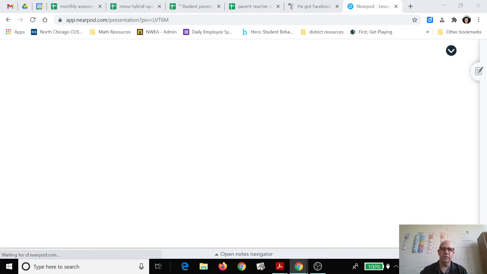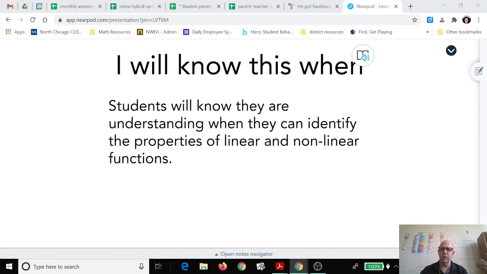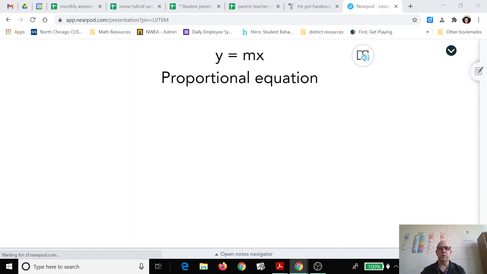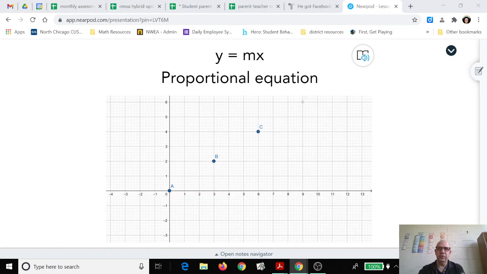There's always the lesson objectives. I spelled the lesson wrong. There's this, how do you know if you know it? And then there's the language objectives, what should you be able to say or write, right? So this lesson is just kind of review of linear and nonlinear. And there's three things we want to look at, or actually four things. There's a graph, a table, an equation, and word problems.